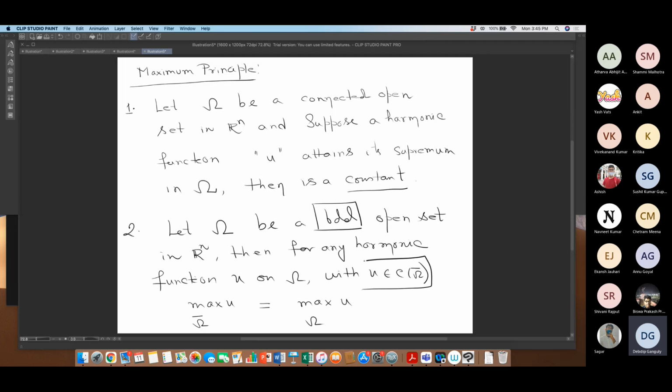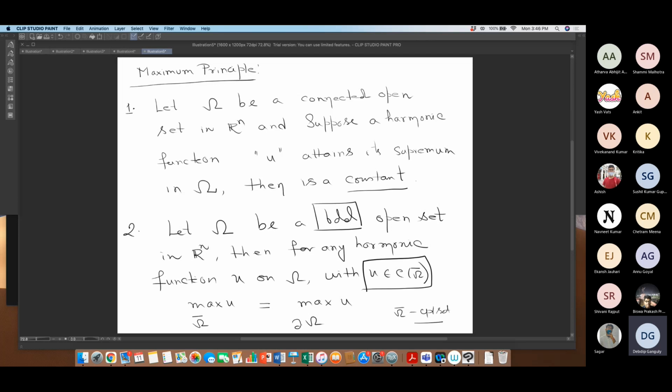Since u is a continuous function up to the boundary and omega closure is a compact set, you know that u attains its supremum, right? Yes or no? Omega closure is a closed and bounded set in Rn, so it's a compact set, and if u is a continuous function on a compact set, then u is bounded and attains its bound. It says that the maximum will be attained.